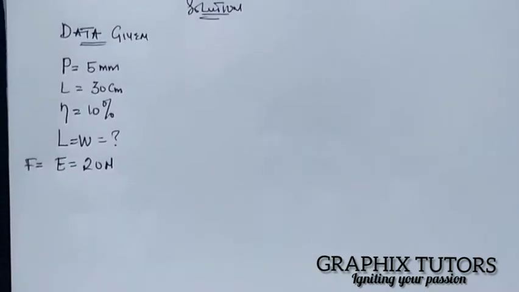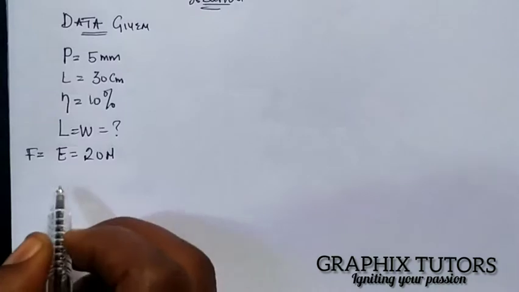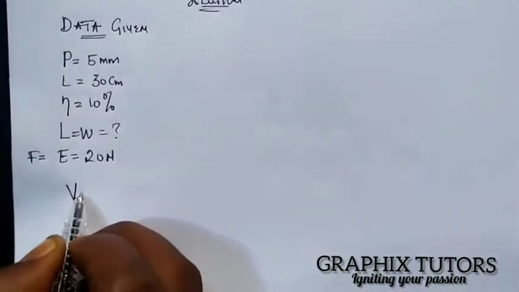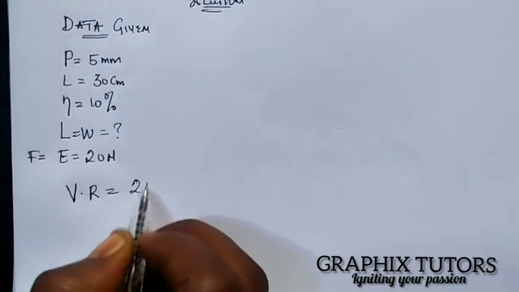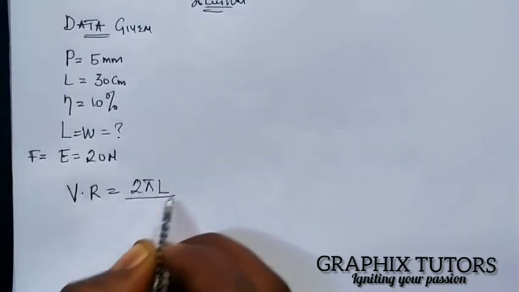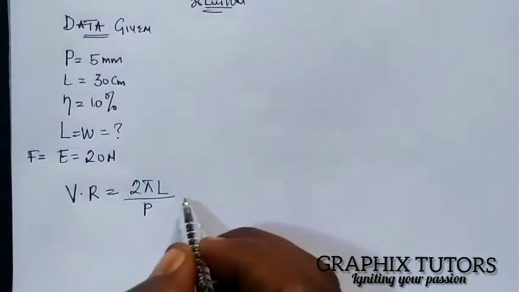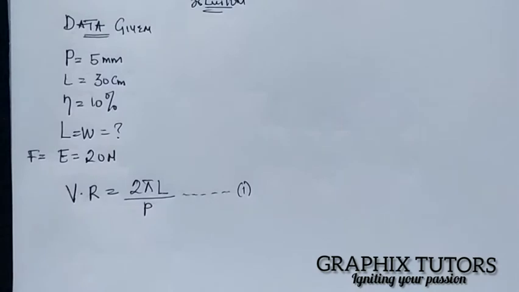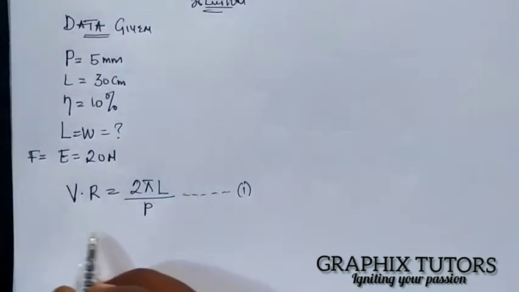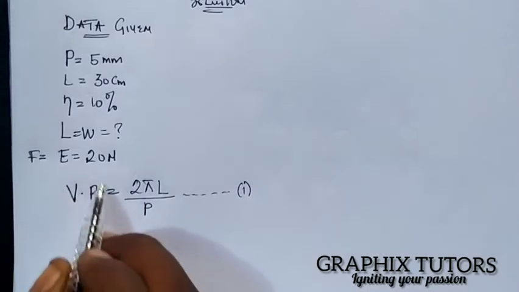So what you do here is this. The velocity ratio VR of a screw jack is given as 2 pi L all over what? The pitch, right? This is my equation 1. This is the formula for what? The velocity ratio of a screw jack.